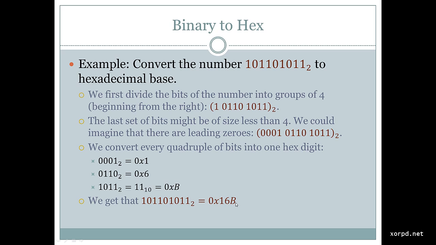Let's follow the replacement. The first 4 bits are 1, the next 4 bits are 6, and then the last group is B, and we get 1, 6, B in base 16.